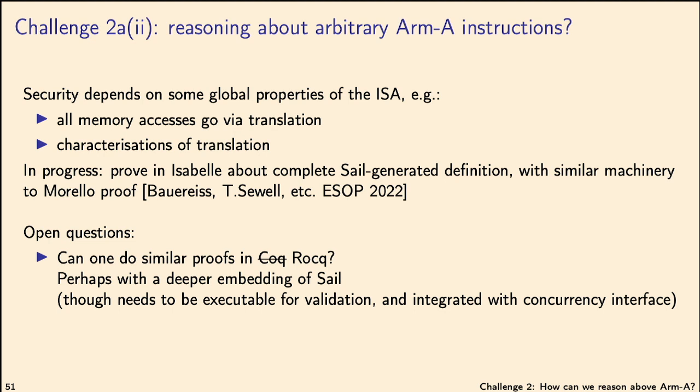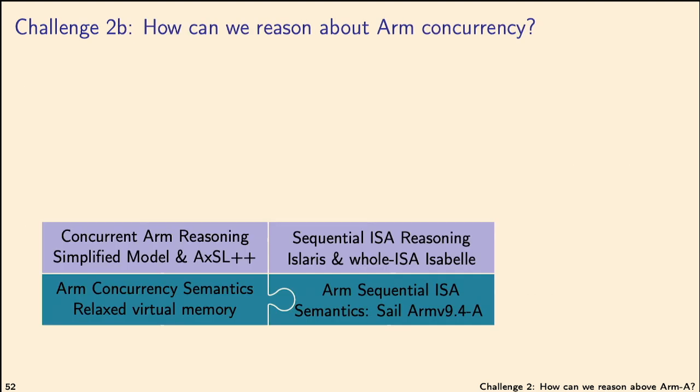Can you do similar proofs in Rocq without it complaining? Rocq is not very friendly with, at least, the current Sail to Rocq export. It just explodes terribly. It totally can't handle it. Maybe we could do it differently, maybe with a deeper embedding of the Sail into Rocq. I don't know. Good question.